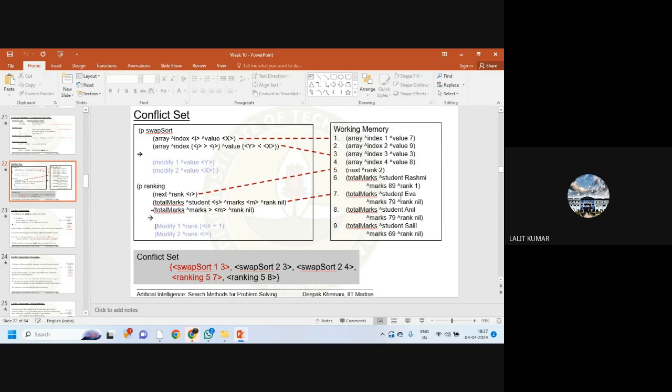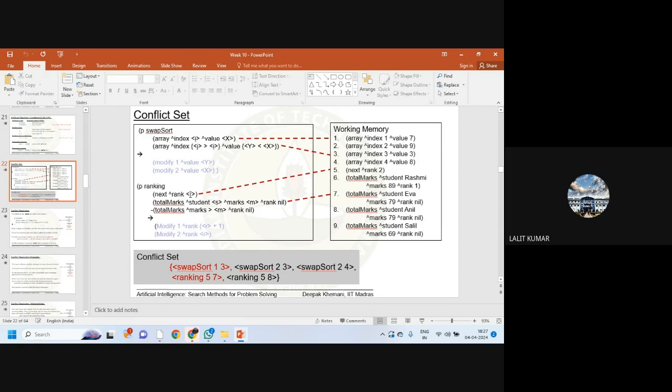Sorry, what is M here again? M is the marks which are coming from pattern 1. So pattern 1 we matched with total marks student Eva, marks 79. So S became Eva, M became 79, rank is nil. And then it says the marks should not be greater than M. So 7 again matches, the marks are not greater than, it's equal to.